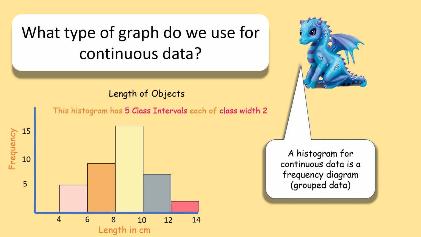Look at the class intervals. There are 5 class intervals. The first one is from 4 to 6, and then that one is from 10 to 12. So the data is grouped.